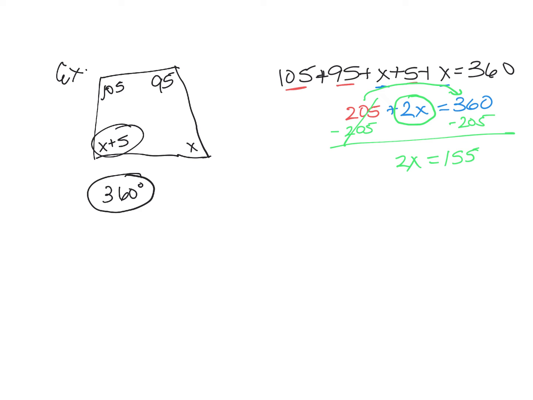And then we have, it's 2 times x, so we are going to divide. And anything divided by itself is 1. So we get x equals 77.5. So x here, this degree, is 77.5 degrees, right? These are all degrees. And then what would this value be? We would then take the 77.5 and add the 5. So this angle is 82.5 degrees, okay? So be careful when you're doing that. Make sure you understand how to add all of that together.